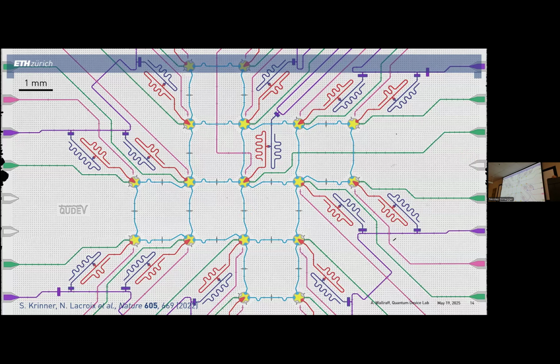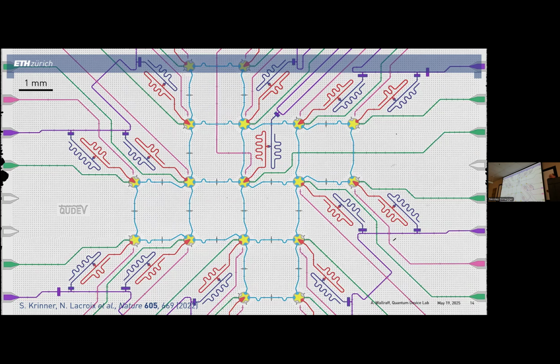The mount for this device, which we made, has 48 ports, but we have 17 qubits, which require 17 drive lines, 17 flux lines, plus 2 times 4 lines for doing the readout. And the person who designed this decided to keep this at the edge of the chip as an unused port. Any other questions? Yes.